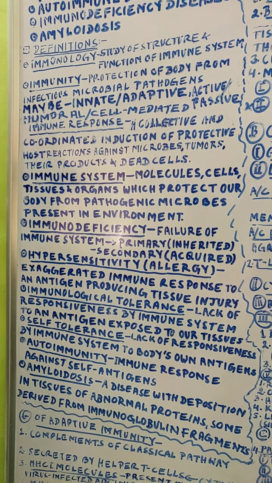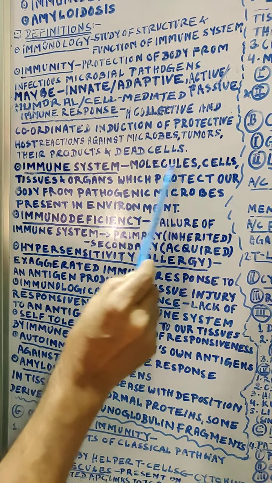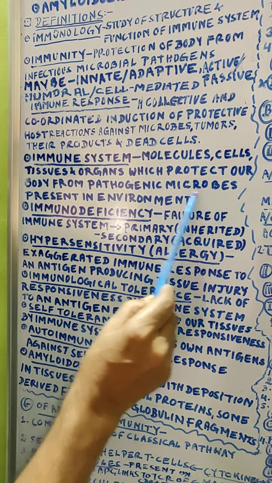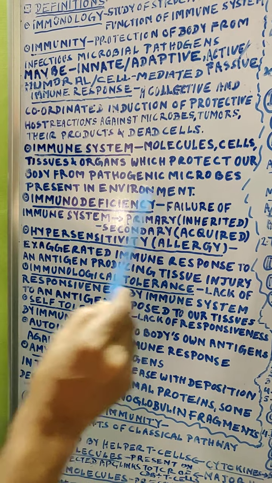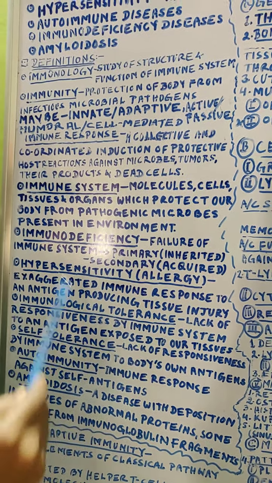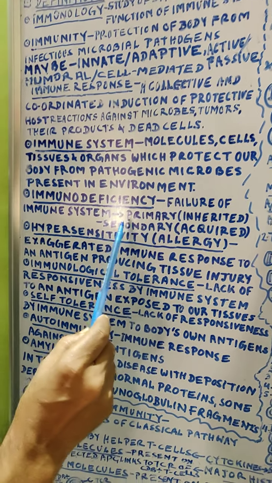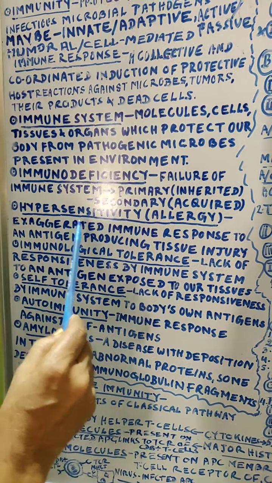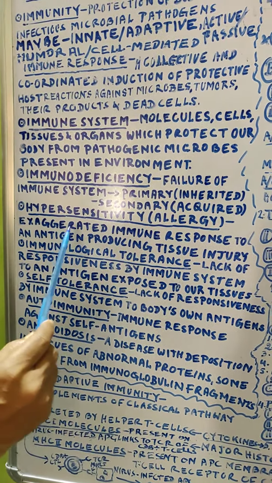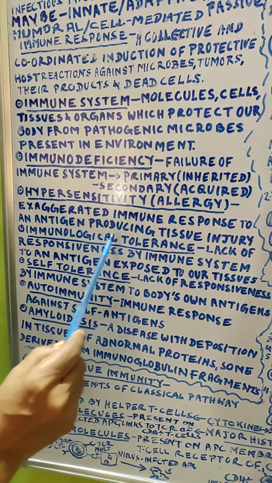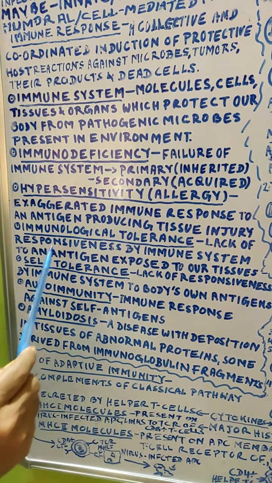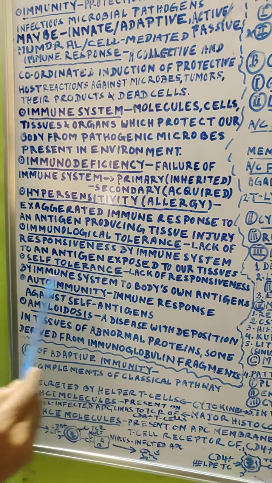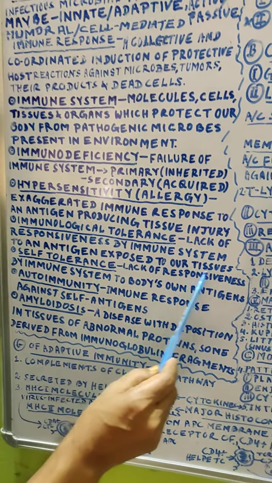What is the immune system? Immune system is constituted by molecules, cells, tissues, and organs which protect our body from pathogenic microbes present in the environment. Now, what is immunodeficiency? It is failure of immune system, and it may be of two types, primary or inherited, secondary or acquired. What is hypersensitivity or allergy? It is exaggerated immune response to an antigen producing tissue injury. What is immunological tolerance? It is lack of responsiveness by immune system to an antigen exposed to our tissues.